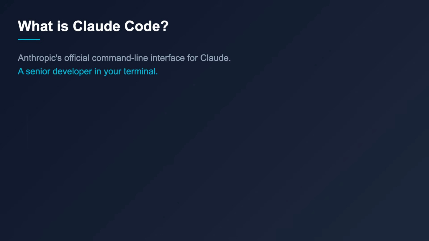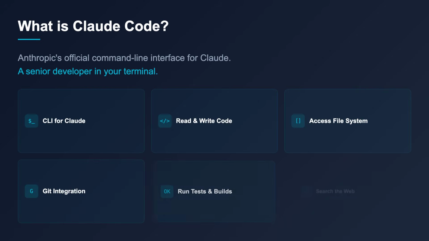First, what exactly is Claude Code? Claude Code is Anthropic's official command line interface for Claude. Think of it as having a senior developer sitting right next to you in your terminal. It can read your code, write code, run commands, search the web, and even create pull requests. Unlike the web interface, Claude Code works directly with your file system. It sees your entire project. It can run tests, execute builds, and interact with Git. It's Claude, but supercharged for coding.